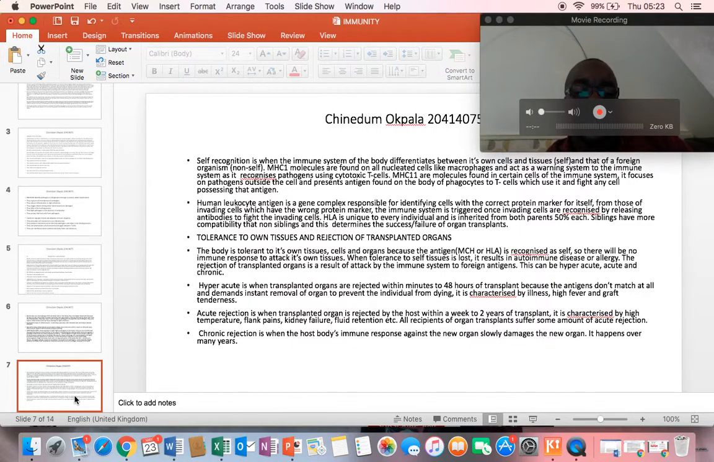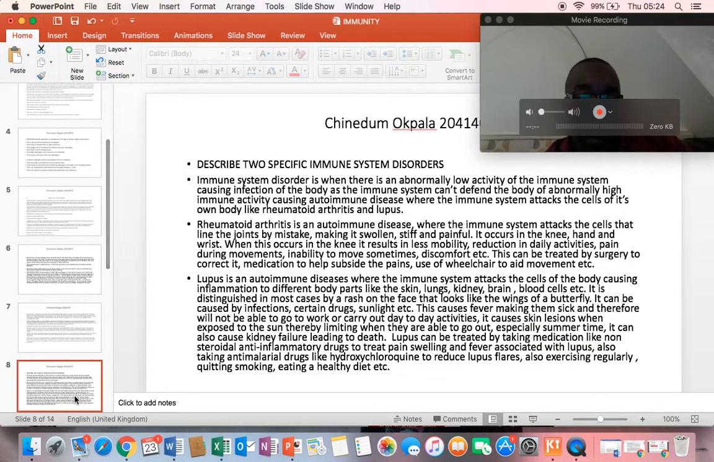Acute rejection is when the transplanted organ is rejected by the host within a week to 2 years of transplant. It is characterized by high temperature, flank pains, kidney failure, fluid retention, etc. All recipients of organ transplants suffer some amount of acute rejection. Chronic rejection is when the host body's immune response against the new organ slowly damages the new organ. It happens over many years.